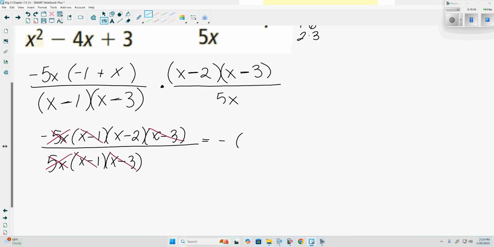We still have the negative and x minus 2 on top. Is there anything left on bottom? No, so it reduced to 1. Now because the denominator is 1, we don't have to write it. But if the numerator is 1, the top of the fraction is 1, we have to write it as 1.